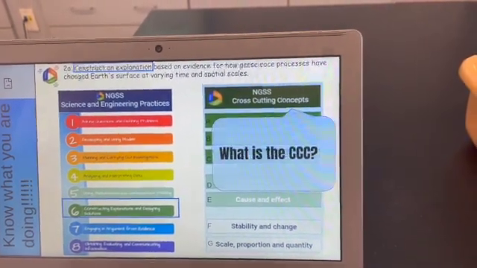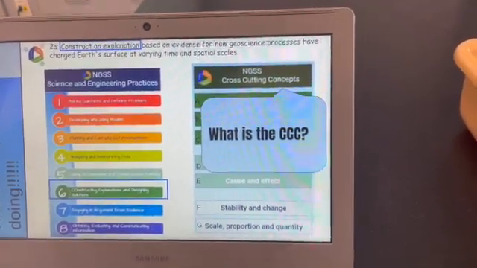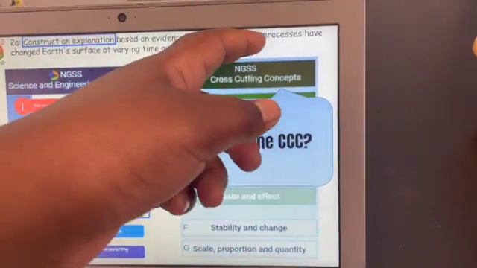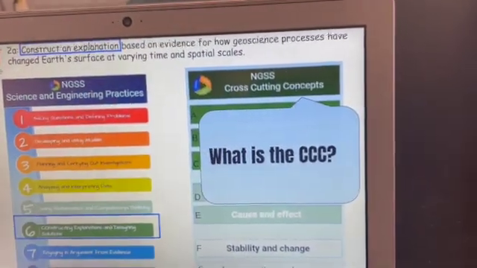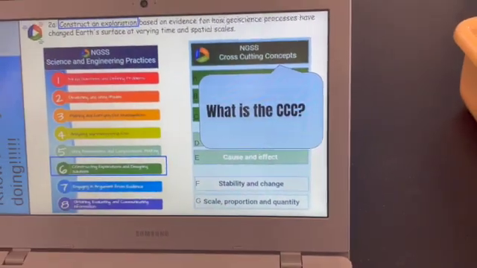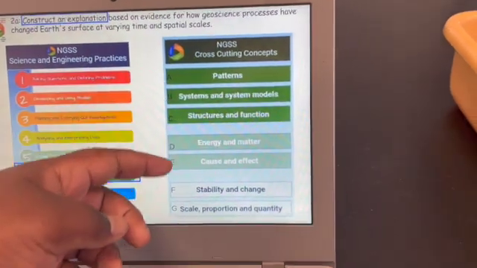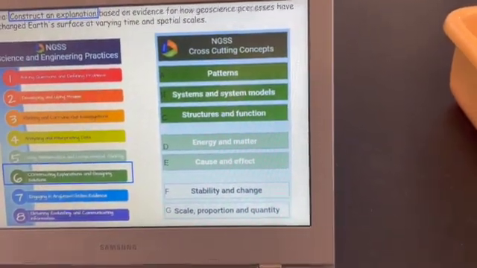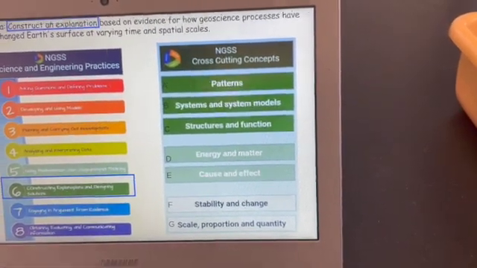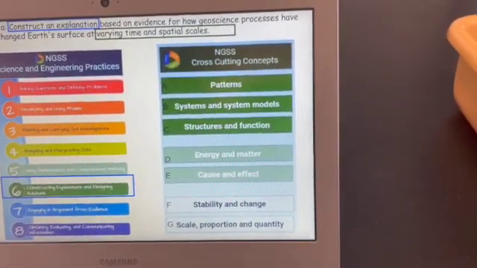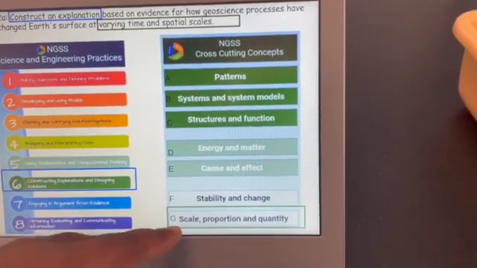Now for the cross-cutting concept, this tends to be at the end of the performance expectation. The end of the section states how geoscience processes have changed Earth's surface at varying time and spatial scales. Now let's stop right there and look at our cross-cutting concept chart on the right. You can see that letter G says scale, proportionate, quantity. In our sentence, it says varying time and spatial scales. So explanation is going to focus on scale.